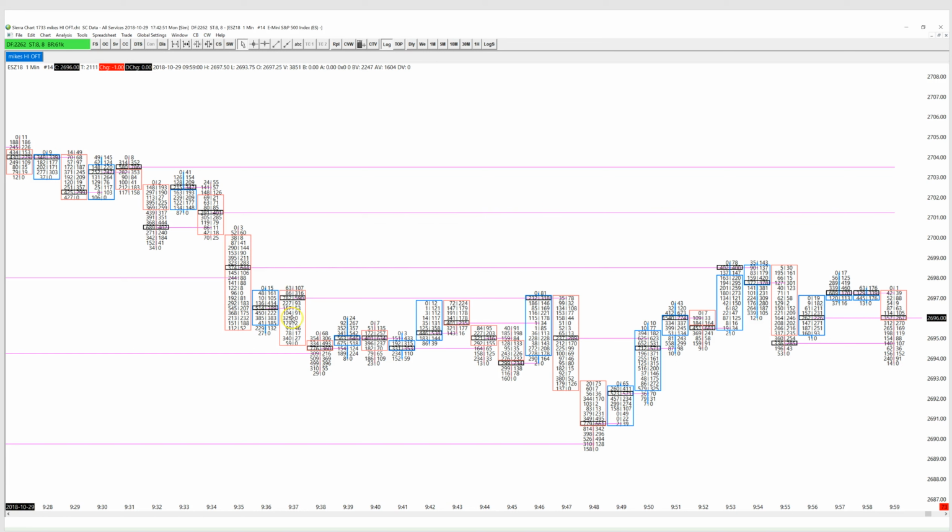It took 18 minutes before you retrace back up to that level. At the way the market's going now, I don't know when we're going to come back up to 2700, 2701, 2704.